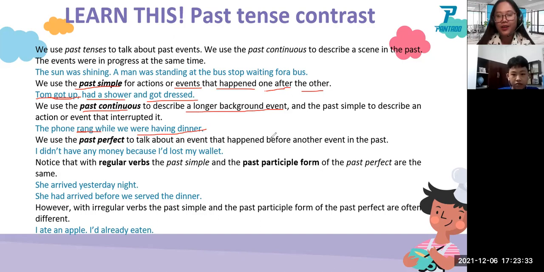Very good. Now let's go to past perfect. What is past perfect? Past perfect is an event that happened before another event in the past. So there are two events in past perfect, right? One event happened before another event. For example: I didn't have any money because I had lost my wallet. Lost my wallet, and didn't have any money, okay?